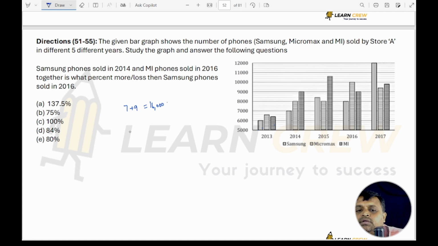This is Samsung 2014 and MI 2016. And Samsung 2016 would be how much? 8,000. So 16,000 is how much percentage more than 8,000? Simply, 16,000 is double of 8,000. So the answer is 100%. Next one.